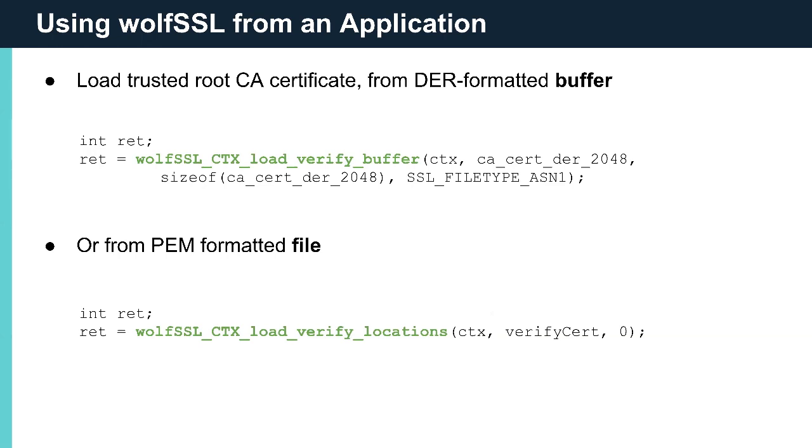So you can see it takes a pointer to the context, a buffer, the size of the buffer, and then the format, which is either SSL_FILETYPE_ASN1 if it's DER, or SSL_FILETYPE_PEM if you're using a PEM formatted buffer instead. If you'd like to use a file, you can load a PEM formatted file using wolfSSL_CTX_load_verify_locations. That takes the pointer to your context, a path to your certificate.